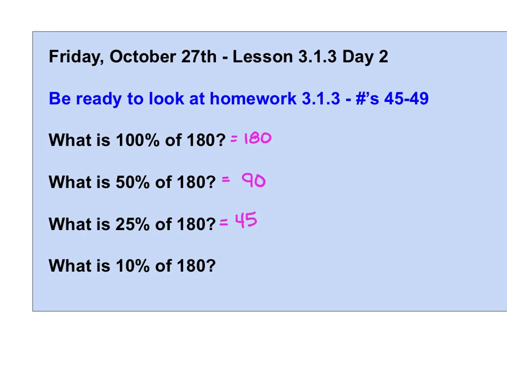Now, for 10% of 180, it's like you're dividing by 10. And when you divide by 10, remember all whole numbers have an invisible decimal point after the last number. And when you divide by 10, all it does is it slides that decimal point over one spot. So 10% would be 18.